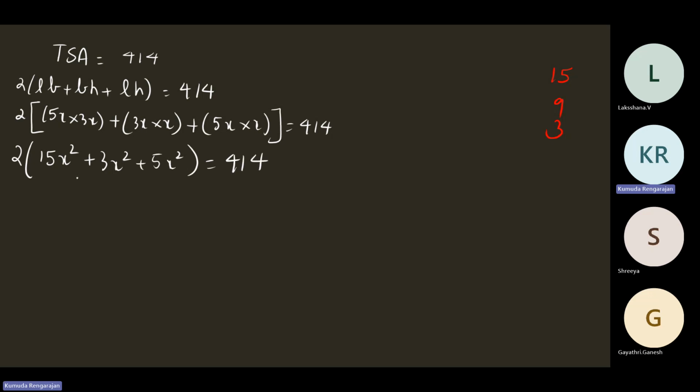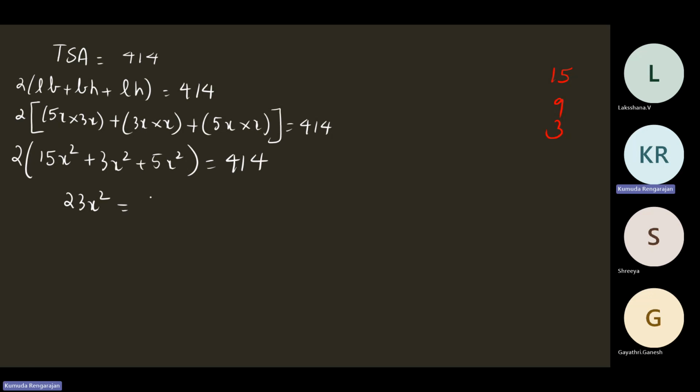Now the 2 will come down for division. And what is 15 plus 5 plus 3? 23 x square. Because when you add like terms, the answer also will be a like term. X square only the answer will be. When you add or subtract like terms, the answer also will be a like term.